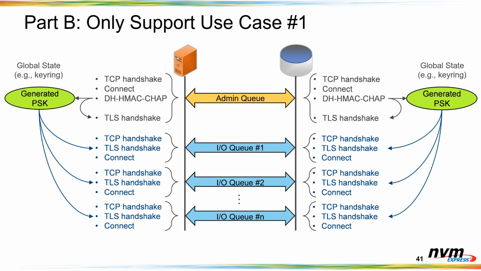So in this way, we resolve this problem. And as we said, we then decided to simplify the use cases, so we do the TLS generation process only on the admin queue. From there, we get the generated PSK, and that will now be shared across all the IO queues of this association.